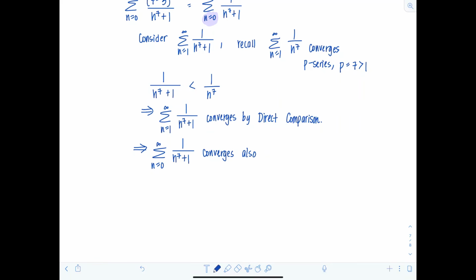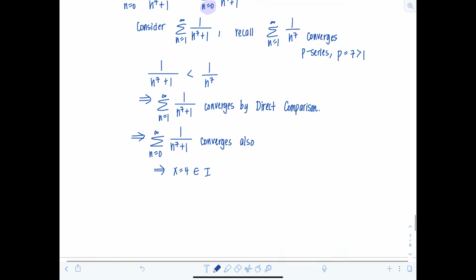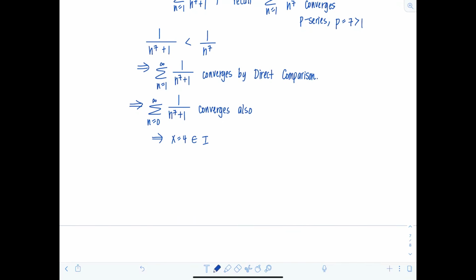And then what does that tell me? Well, now I know that x equals 4 also belongs to the interval of convergence. So the final part of my solution is to write out what that interval of convergence is. It's going to be a closed interval, including both endpoints 2 and 4.